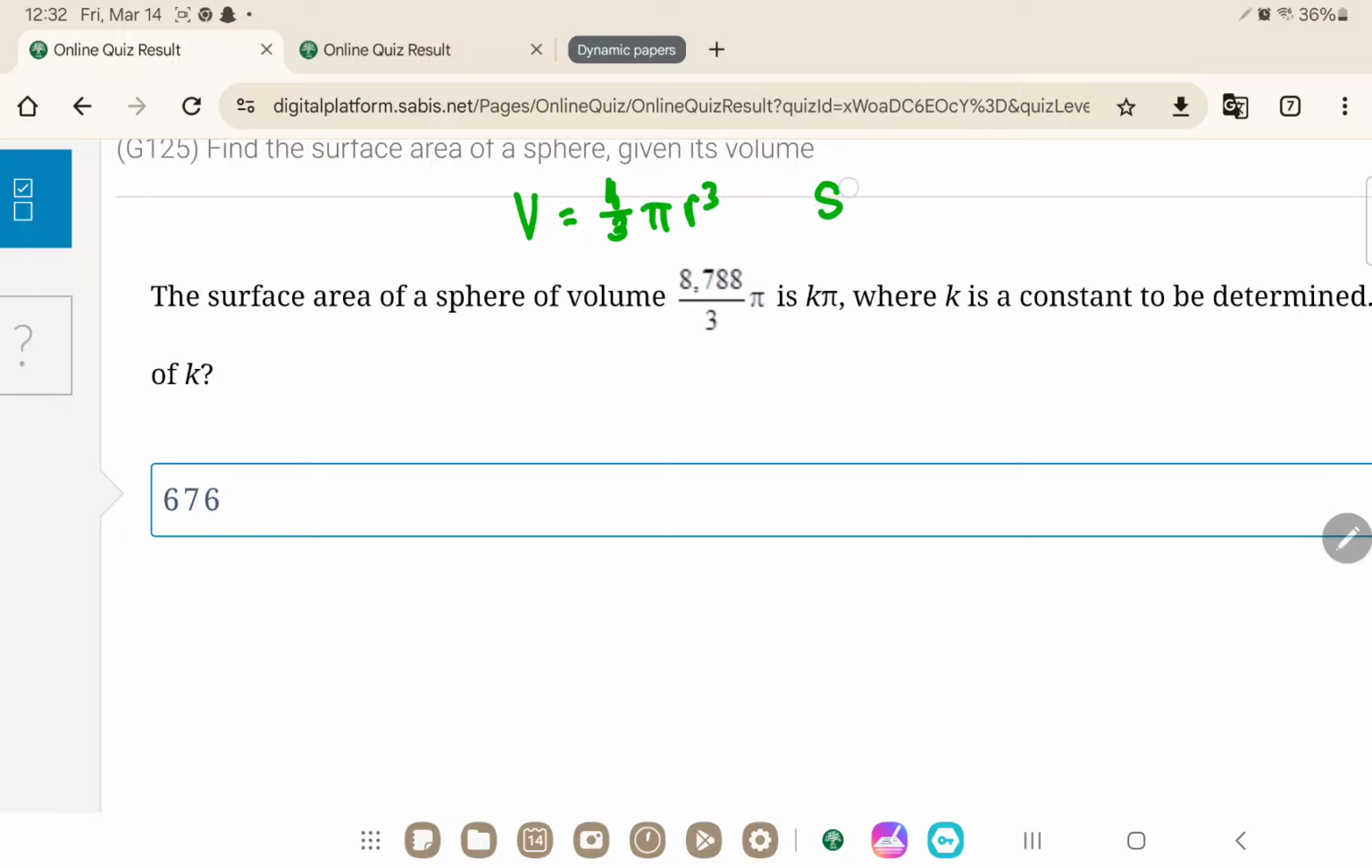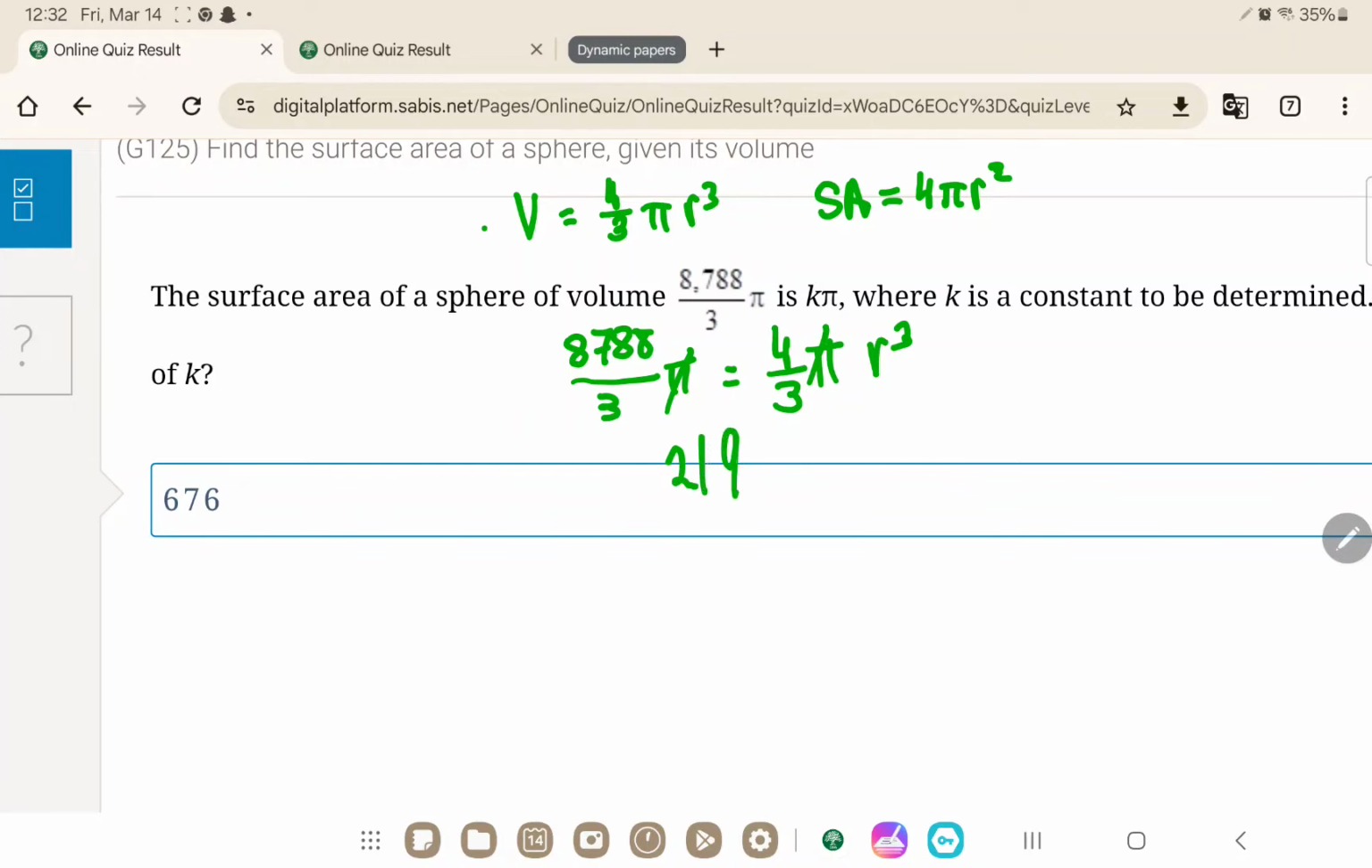And surface area is 4 pi r squared. So first we find the volume, so 8788. If you have the calc button on your calculator, you could just input it all in your calculator and find it. So you're gonna do the exact same thing we did last question. Pi goes with pi, 3 goes with 3. Then you're left with 8788 divided by 4. You're gonna get that 2197.